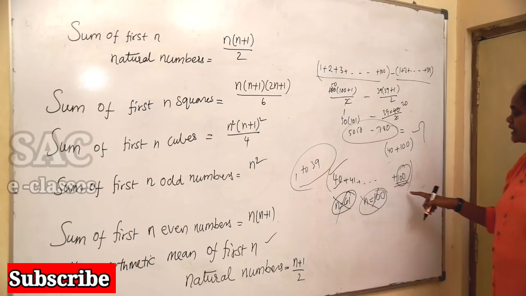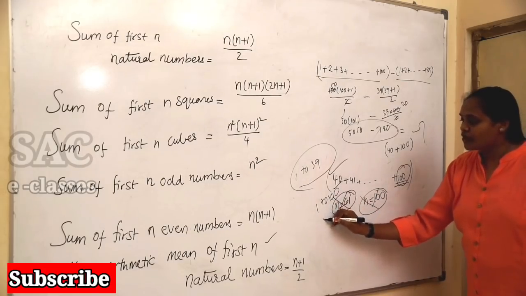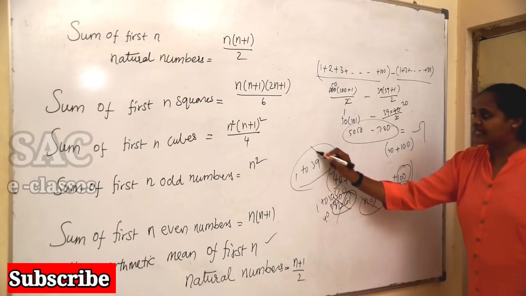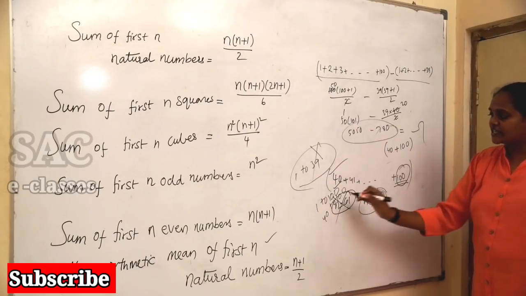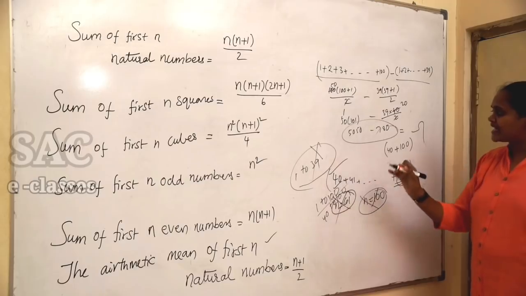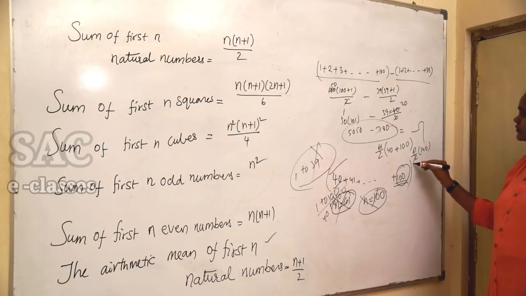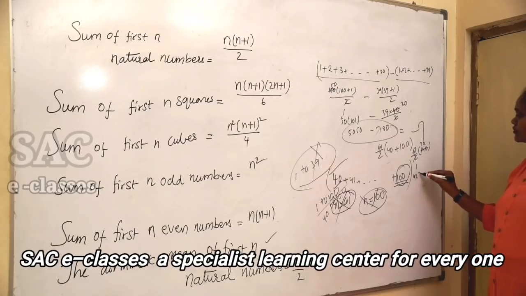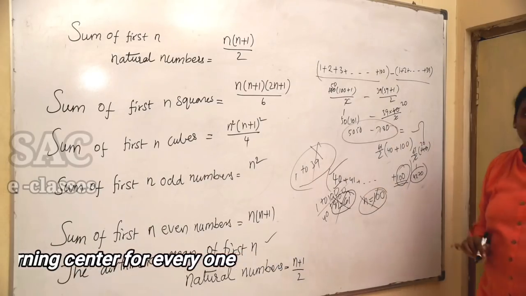How many numbers are there? 1 to 100 are there, 40 to 100 are there, which means 1 to 39 were eliminated. So 39 are eliminated, 100 minus 39 means 61 are there. So 61 by 2 into 140. Half of 140 is 70, so 61 seventies. Here also you get the same answer. In that way we can solve.